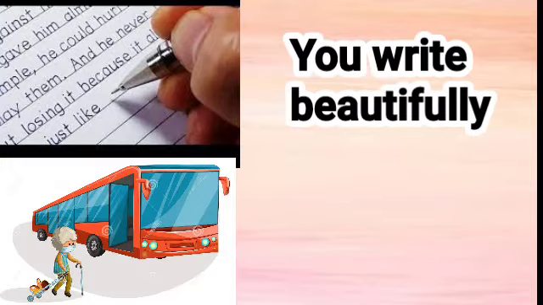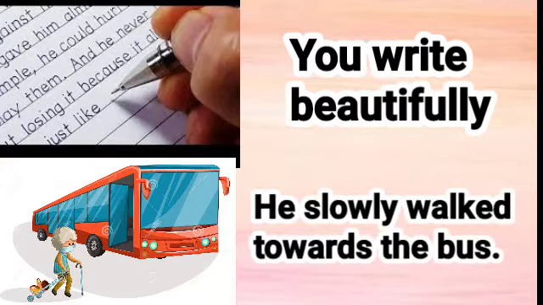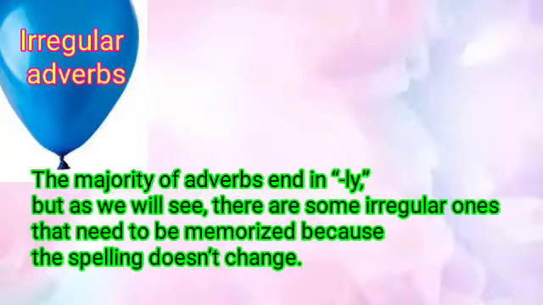The second example, he slowly walked towards the bus. The verb in the sentence is walk. And how does he walk? He walks slowly. So slowly is a regular adverb in the sentence. The majority of adverbs end in ly, and those are what we call regular adverbs. But as we will see, there are some irregular ones that need to be memorized because the spelling doesn't change, and that is what we call irregular adverbs.